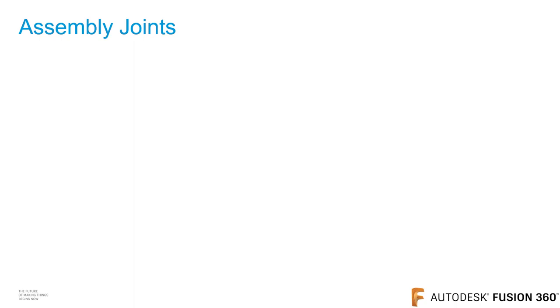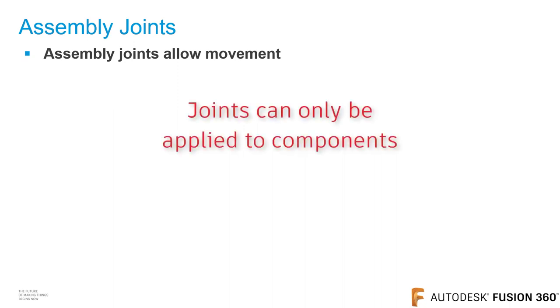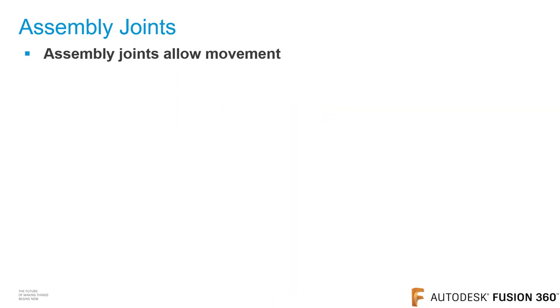Next, I want to talk about assembly joints. Assembly joints are different than assembly constraints. Joints allow movement and can only be applied to components. You can also prevent a joint from moving. Inside of Fusion 360, we refer to this as a rigid joint.